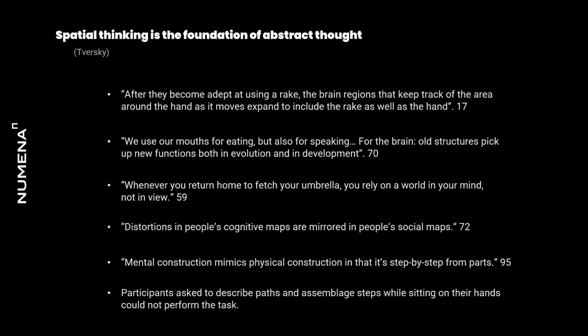She says, so other amazing things like this: distortions in people's cognitive maps are mirrored in people's social maps, which really also blew me away. So just to give you a brief summary of this conversation, she ran some experiments in her lab where she noticed that, of course, we have some cognitive biases, right?